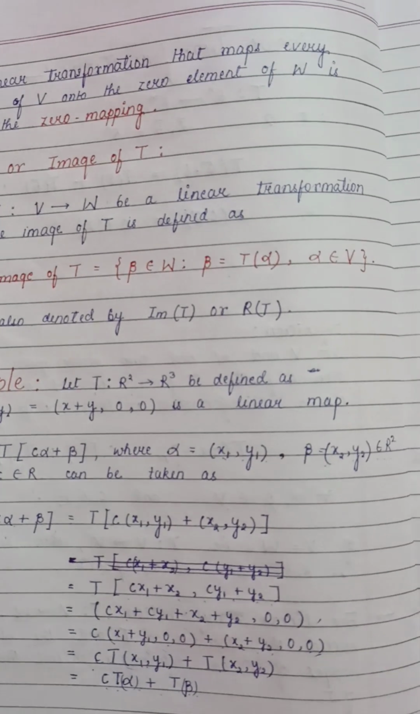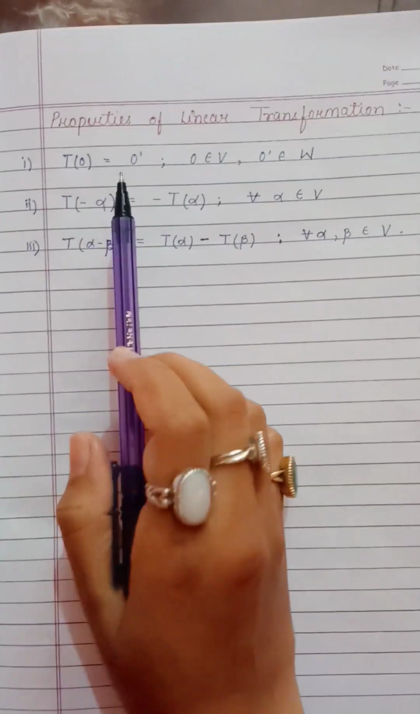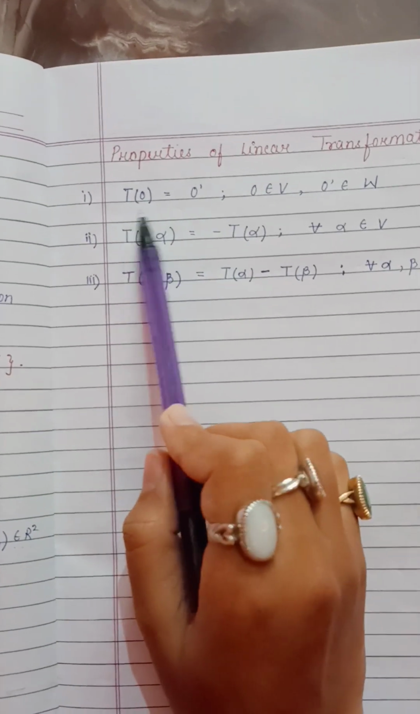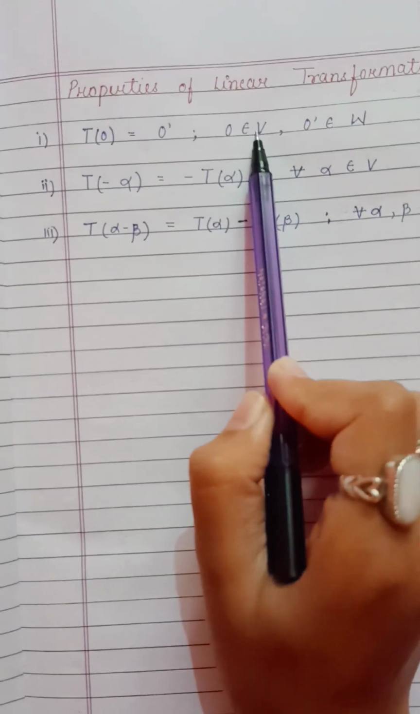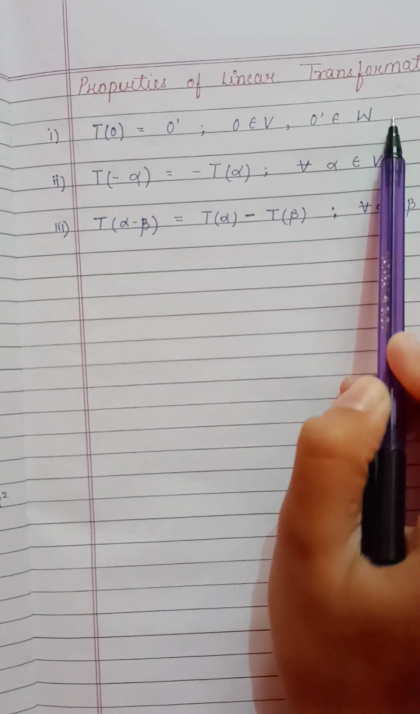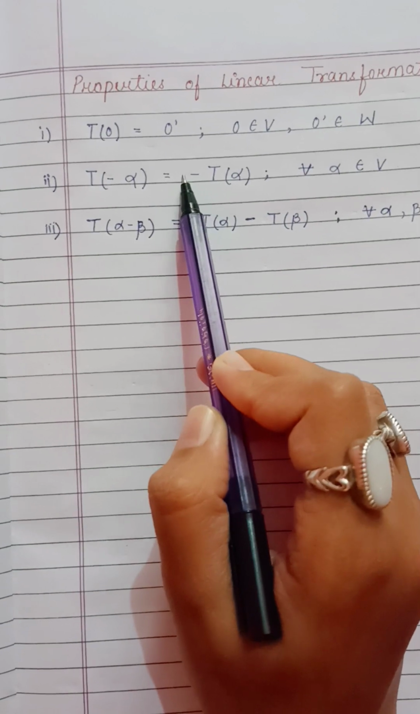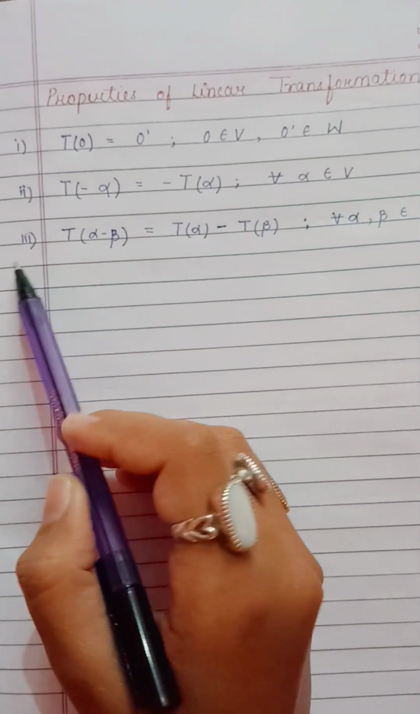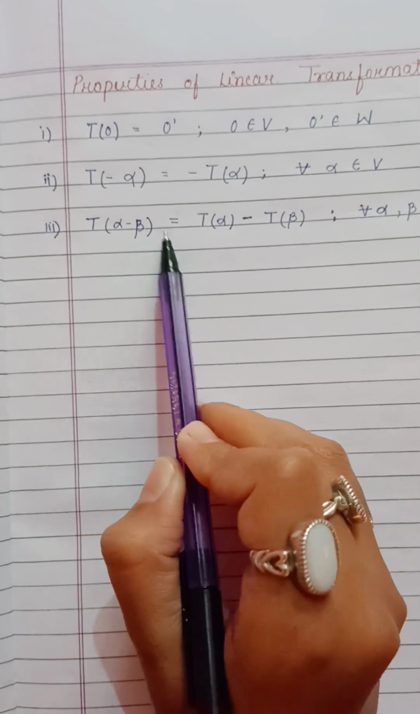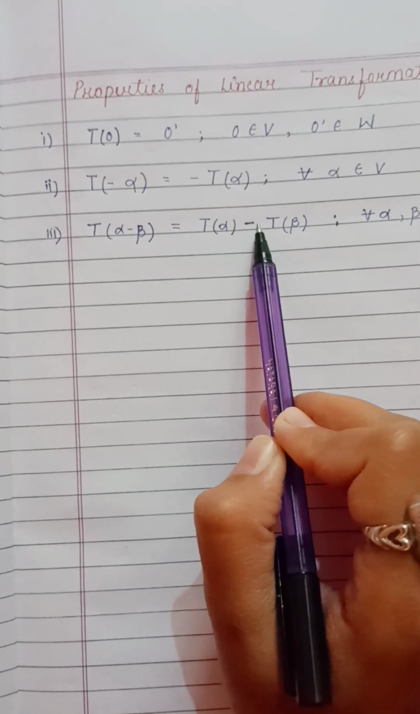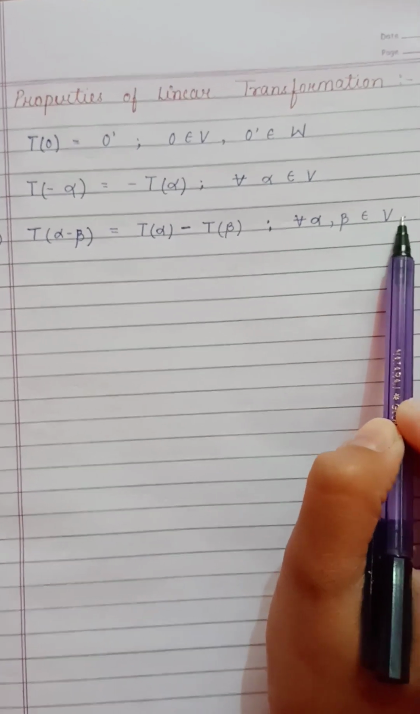Here are some properties of linear transformation. First, T(0) equals 0 dash, where 0 belongs to V and 0 dash belongs to W. The second property is that T(negative alpha) equals negative T(alpha), for every alpha belonging to V. The third property is that T(alpha minus beta) equals T(alpha) minus T(beta), for every alpha, beta belonging to V. So this is the linear transformation.